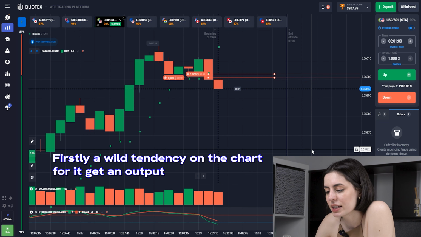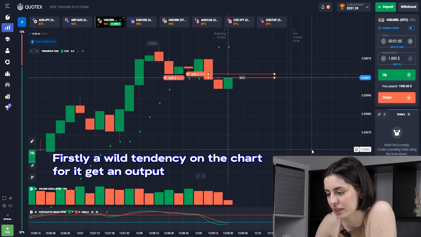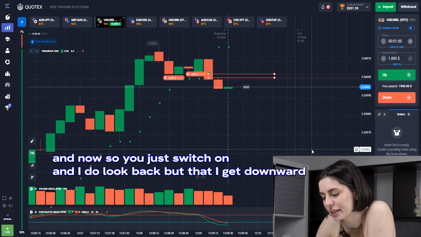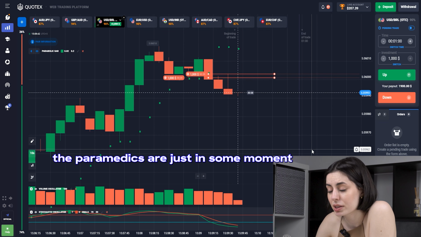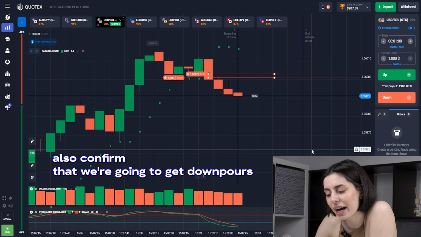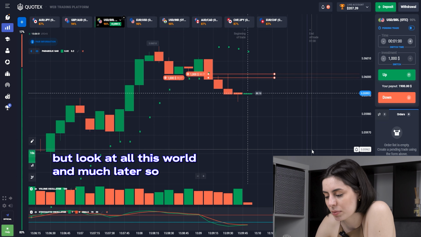Look at that. Firstly, the last tendency on the chart was getting upward, and now we just switched, and I do expect we're gonna get downward. The stochastic oscillator just confirmed that. The parabolic SAR at some moment also confirmed that we're gonna get downward. But look at this volume oscillator.